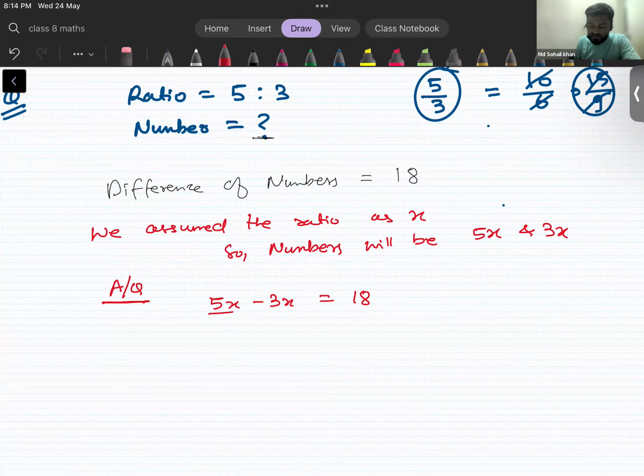5x minus 3x gives you 2x. So 2x equals 18. Now the value of x is going to be 18 upon 2. That is how much?